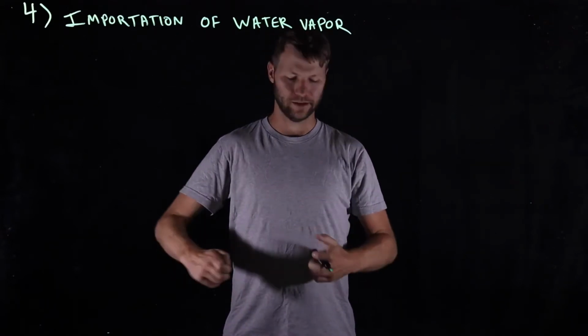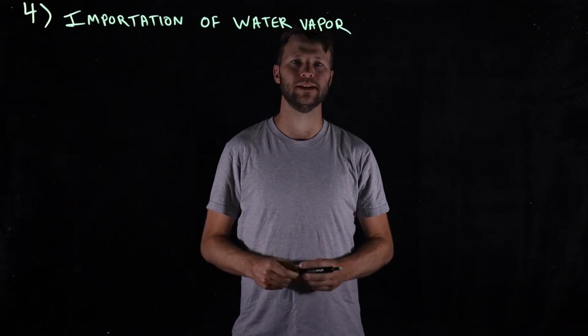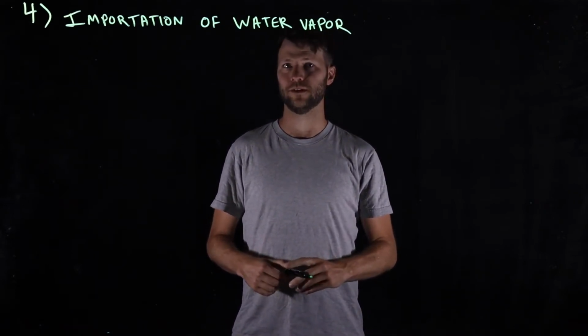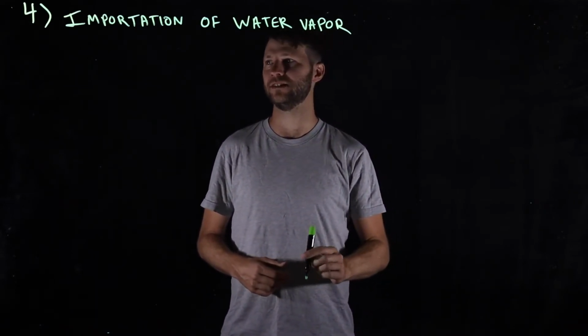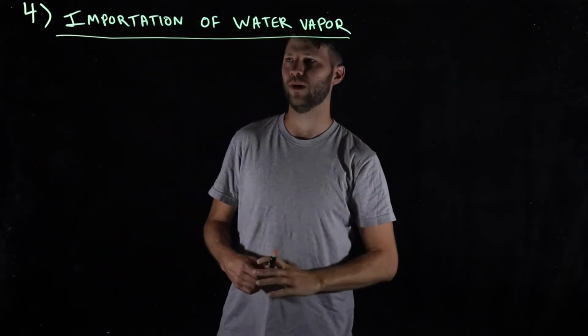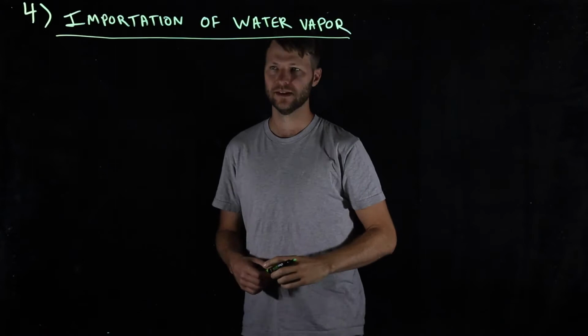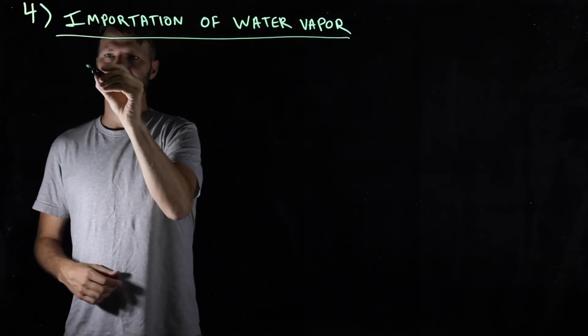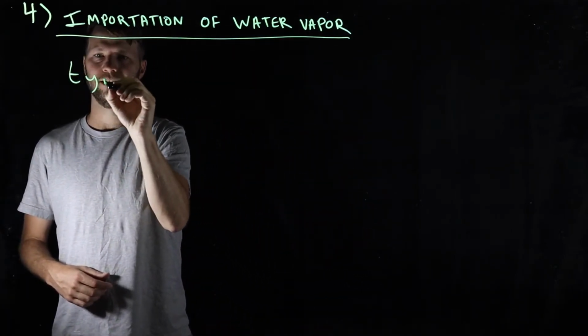All right, let's talk about the fourth and final step in our recipe for getting precipitation. This is importation of water vapor. Why is this an issue? Well, let's consider typical air in our atmosphere.